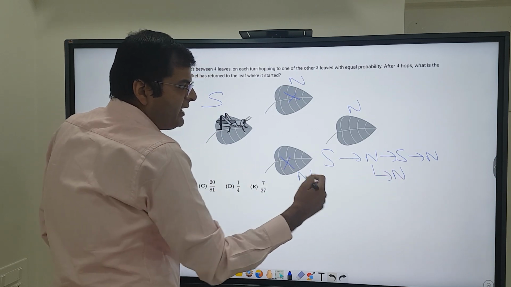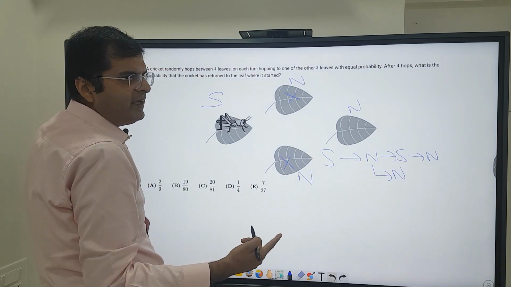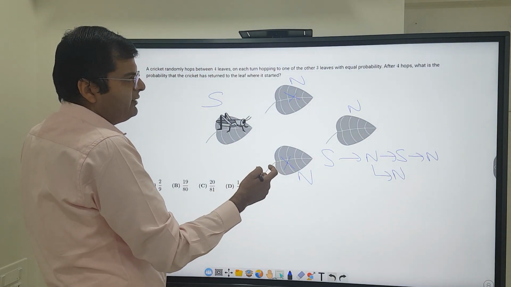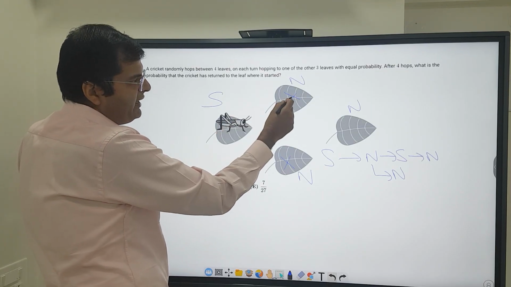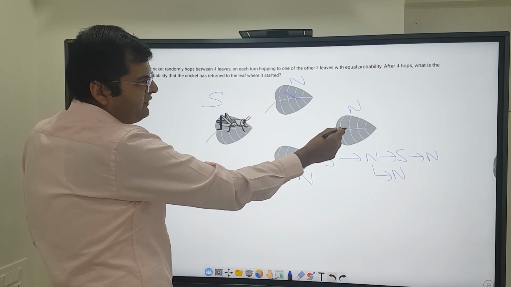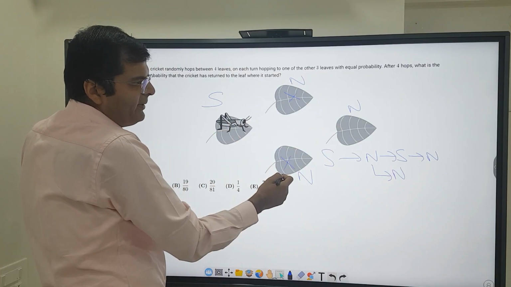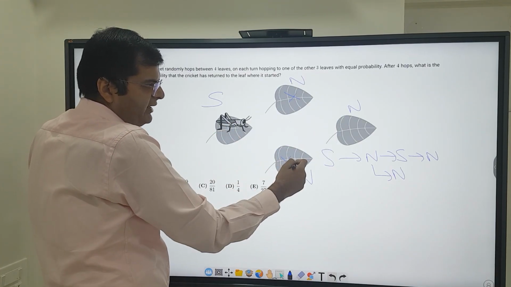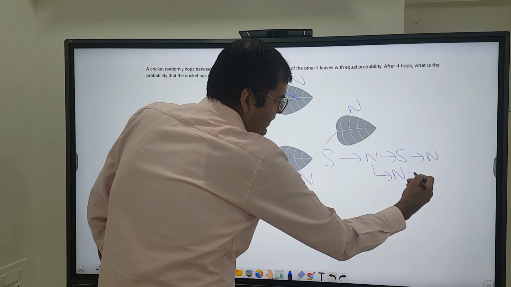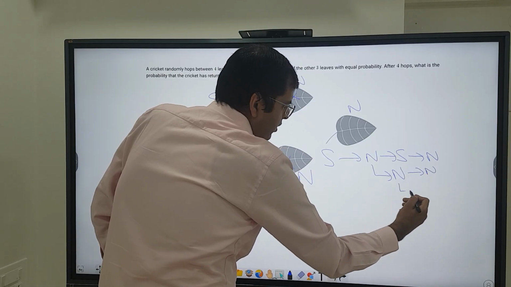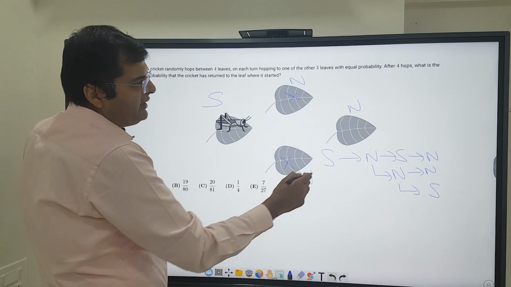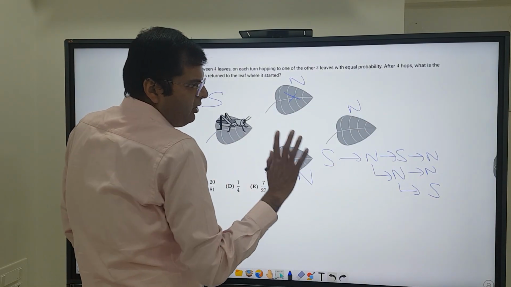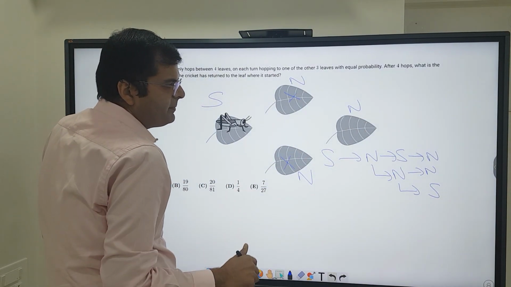But from this N I have 2 options. Either I can go to S or I can go to N. So let's say I was here, then I went here and then I went here. Then after this N I can either go back to S or go to another N. So from N I can either go to N or to S. So how many hops have I taken? I have taken the first hop, second hop and third hop. So 3 hops have been taken.